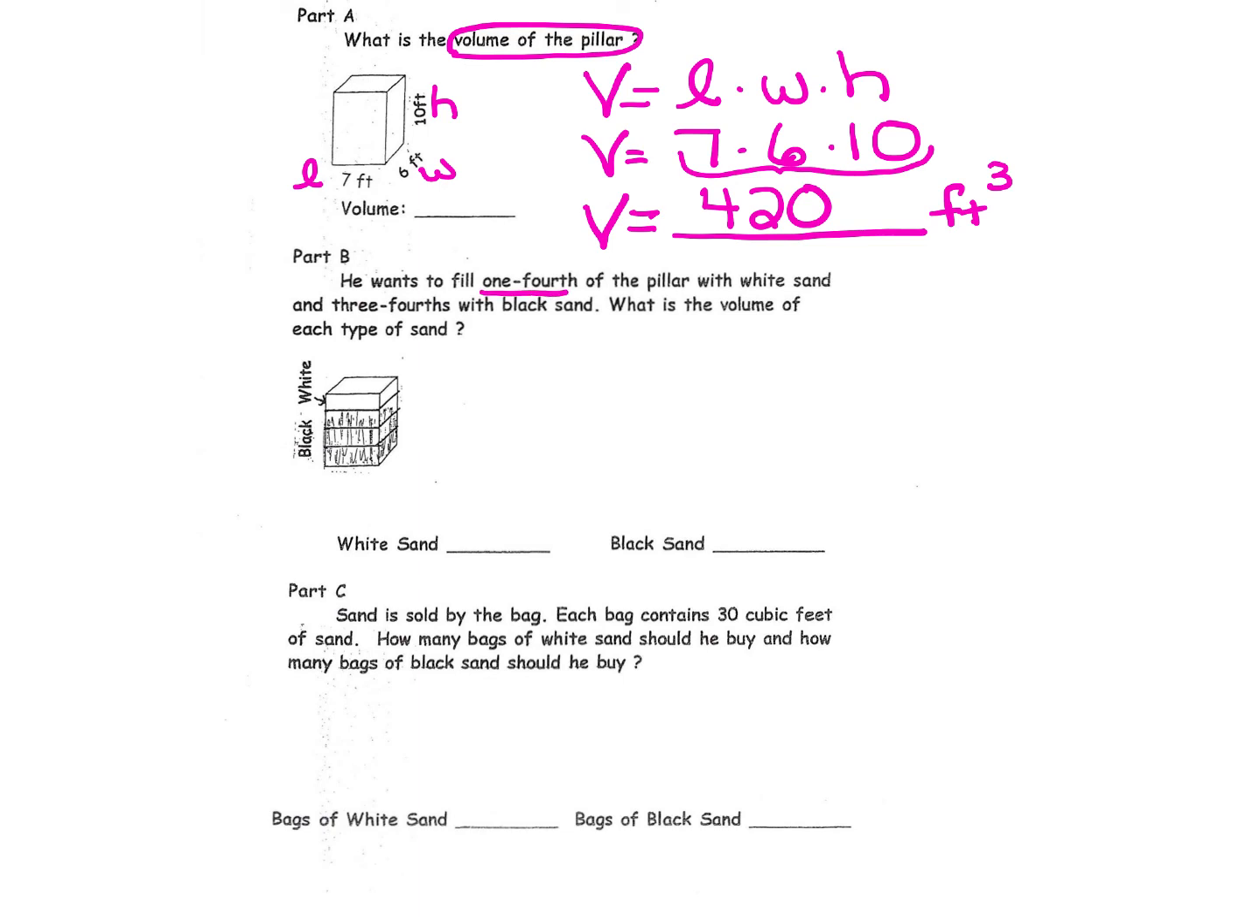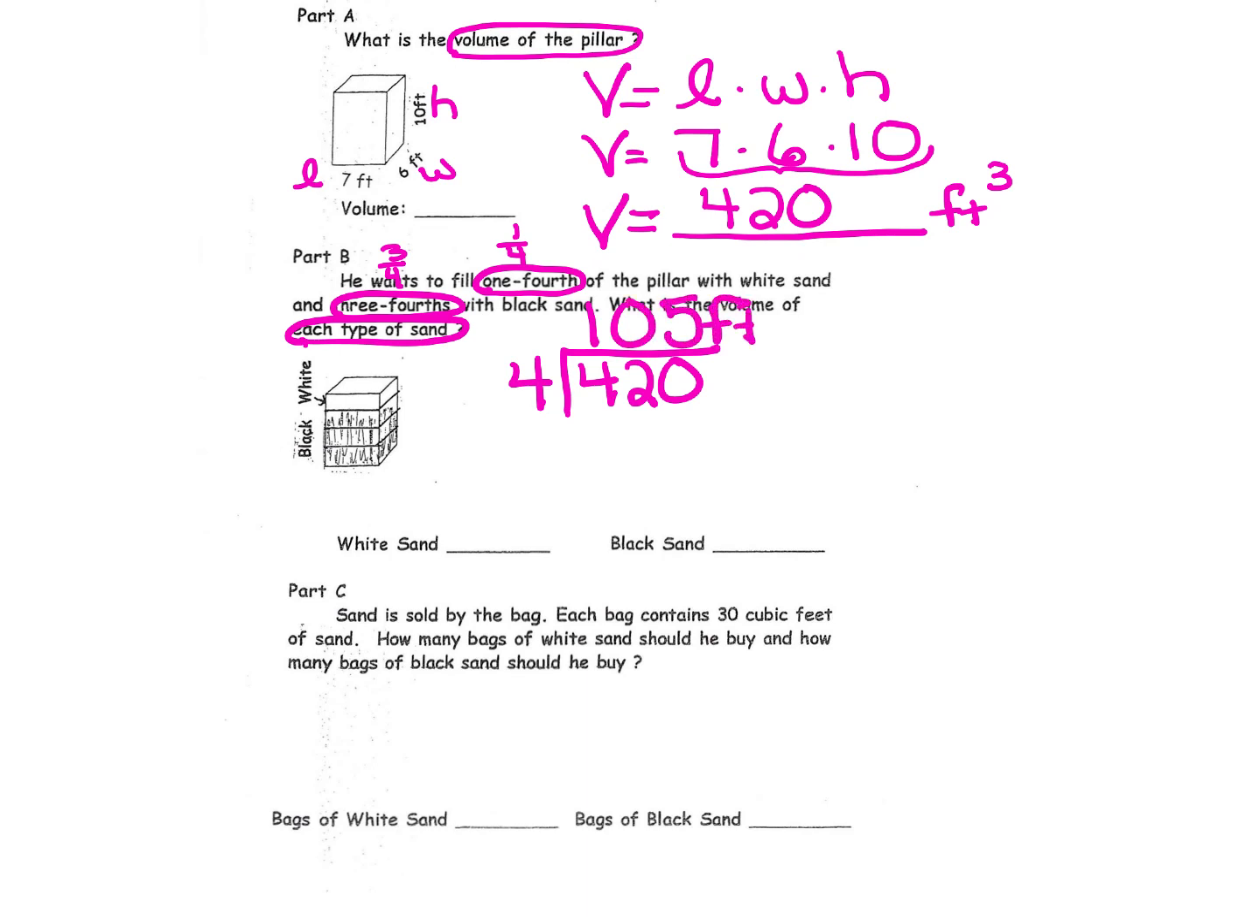Now Bobby wants to fill 1/4 of the pillar with white sand and 3/4 of the pillar with black sand. What is the volume of each type of sand? We need to take the total volume of 420 and divide it into 4 equal parts. Punch into your calculator 420 divided by 4. That means each part is worth 105 cubic feet of sand.